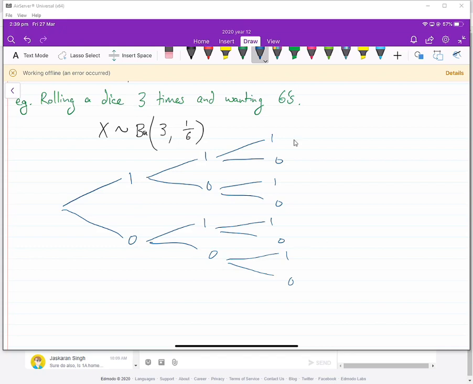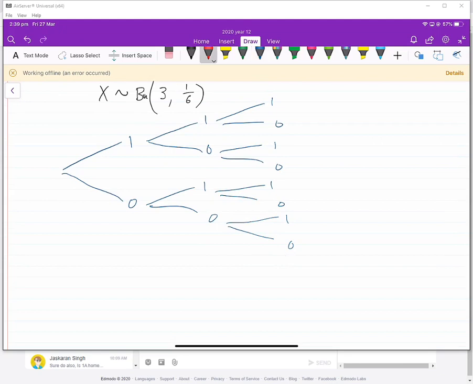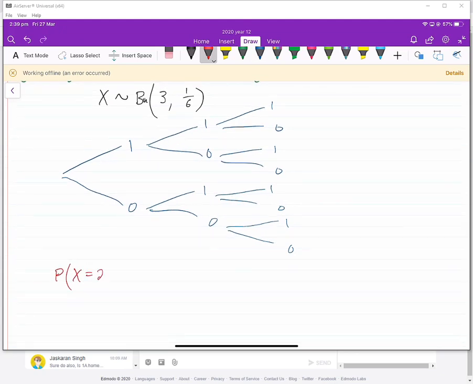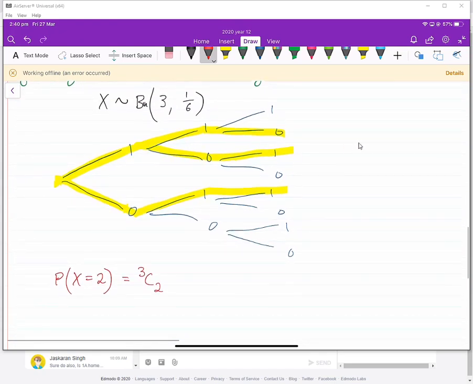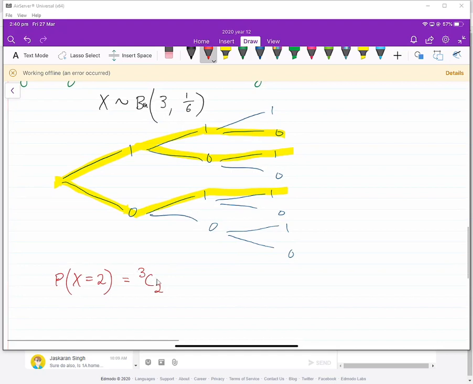Now, let's say, what is the probability that X is going to get 2 sixes? That is this branch here. The next one is success. That one has 2 successes, or you've got fail, success, success. So that's still going to equal 3C2. There were 3 trials, and we want to get 2 of them correct.